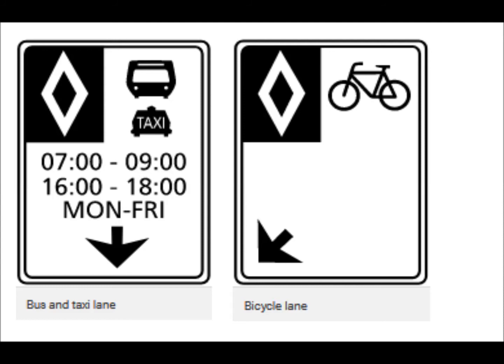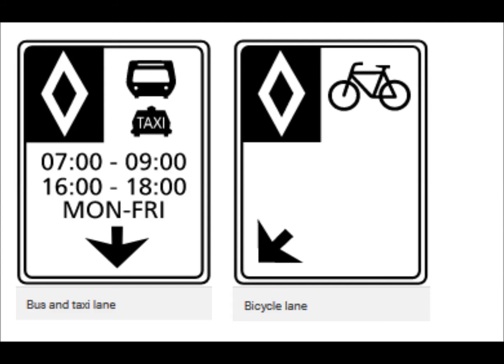Image descriptions: a white rectangle with a black outline. In the top left corner is a black square. Inside is a diamond with a white outline and a black interior. On the top left is an image of a bus and a taxi. In the center, black lettering saying 7 o'clock to 9 o'clock, 16 o'clock to 18 o'clock, Monday to Friday, and an arrow pointing downwards.